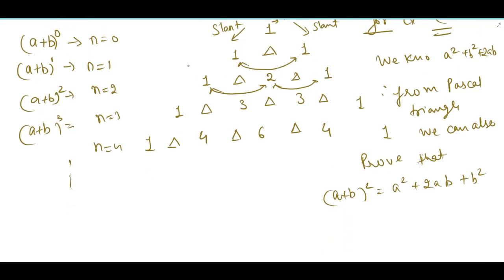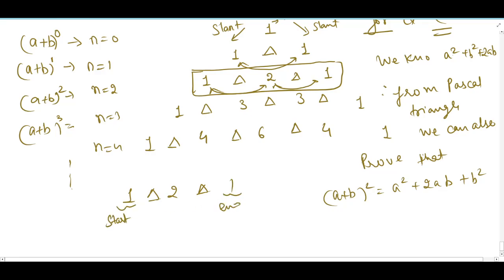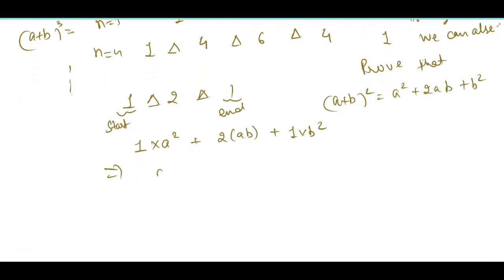If we look at the triangle, then at n equal to 2 we have the coefficient values 1, 2 and 1. So this is the starting point and this is the end point. We start with 1 and multiply with a square, plus 2 into ab, and we end with 1 into b square. So we get a square plus 2ab plus b square. This is how we can get the expansion of any expression for n.